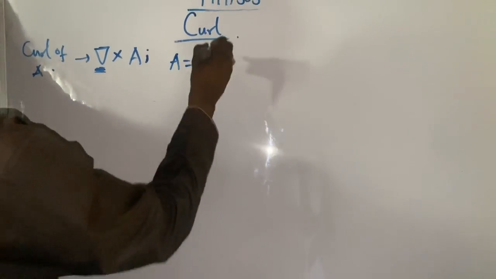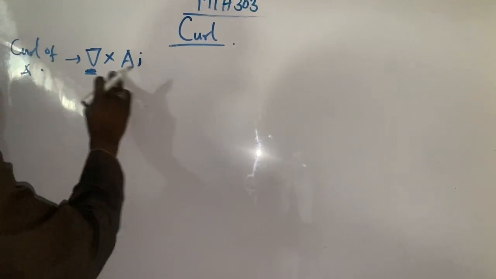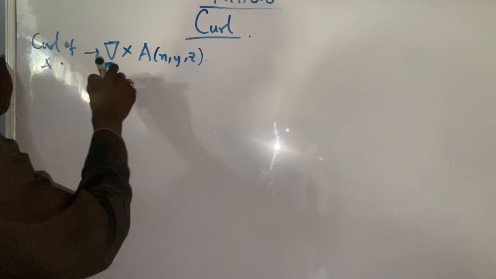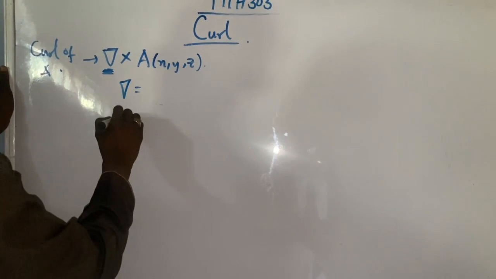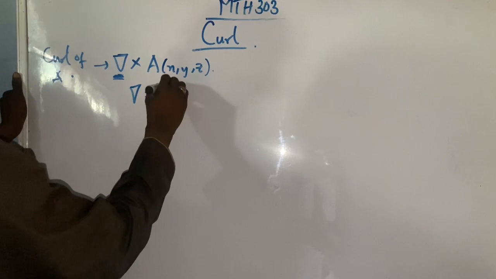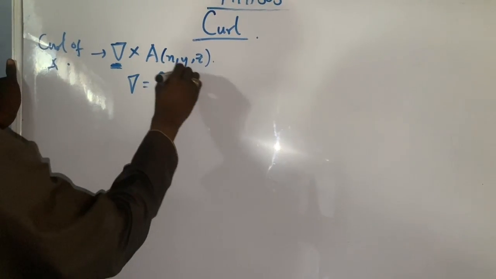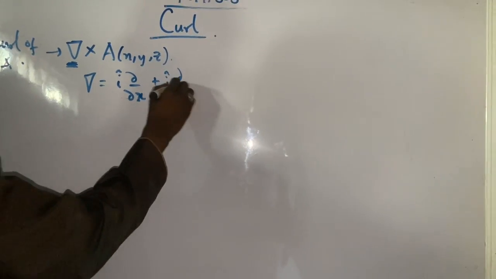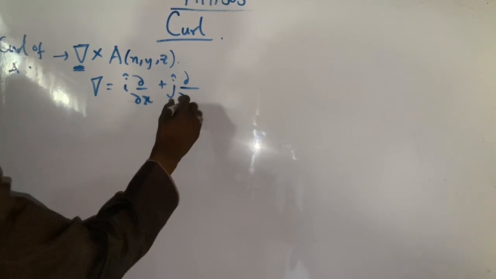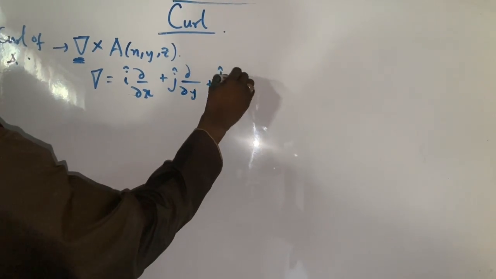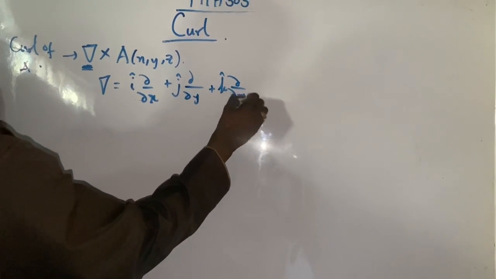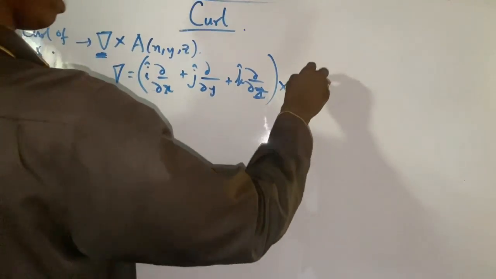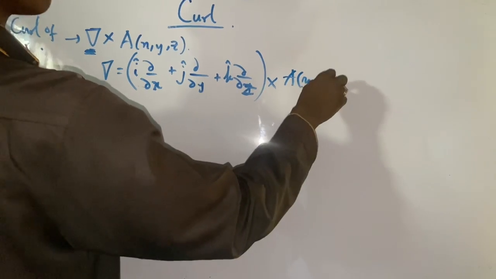Let's say A is a function of x, y, and z, and del is equal to i del x plus j del y plus k del z. Del itself is a vector function. It is a vector operator, because of these directions. Times, this is cross product, A of x, y, z.